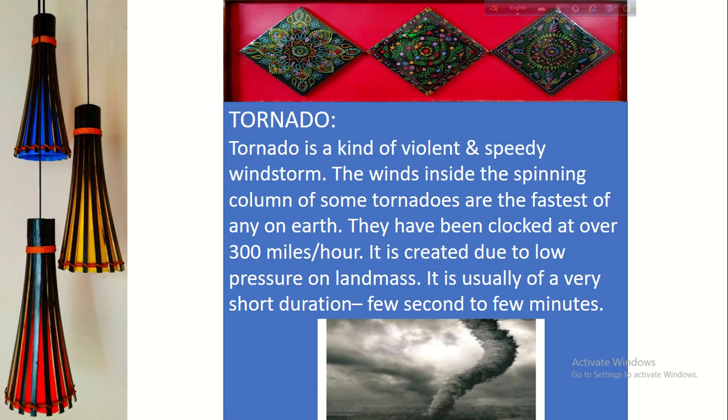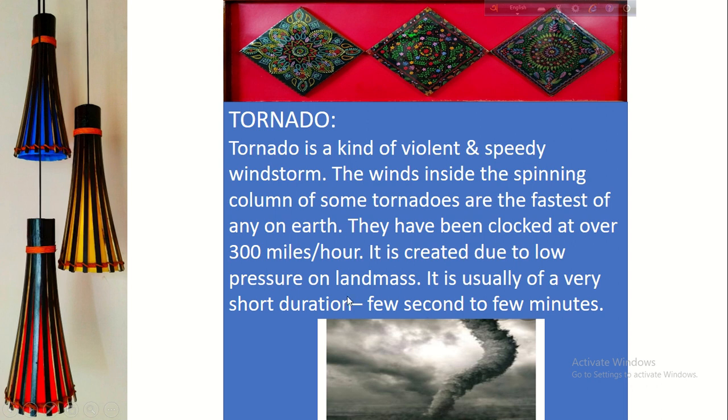Now let's go for tornado. This is one type of storm. Tornado is a kind of violent and speedy wind storm. The winds inside the spinning column of some tornadoes are the fastest of any on earth. They have been clocked at over 300 miles per hour. It is created due to low pressure on landmass. So it is usually of very short duration, a few seconds or few minutes is needed for it to occur.